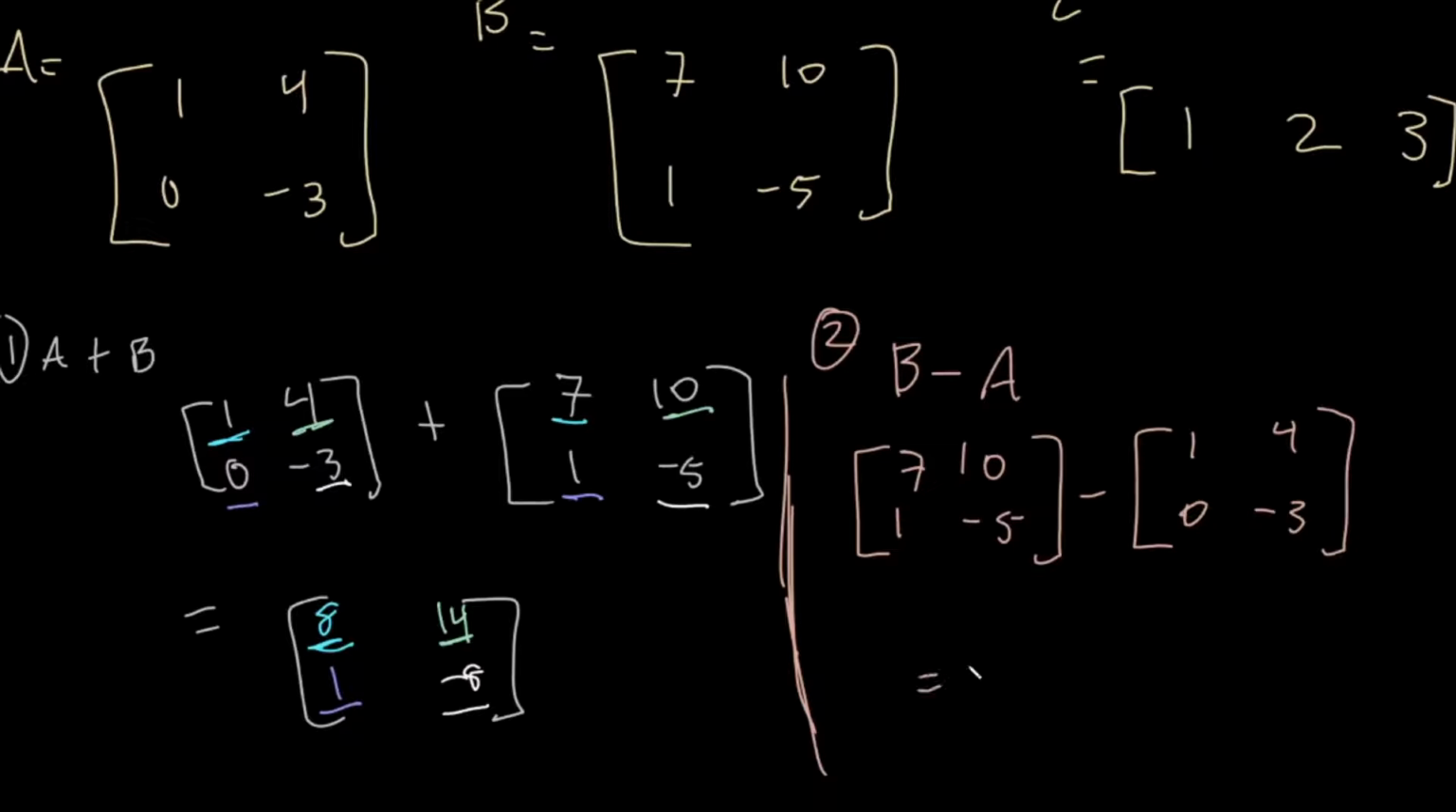So this will result in another 2 by 2. And the first element is 7 minus 1, 6, 10 minus 4, also 6, 1 minus 0 would be 1, and negative 5 minus negative 3. That's kind of complicated, so I'm just going to write it off to the side. Negative 5 minus negative 3 would be negative 5 plus 3, or negative 2. So we get negative 2 here. Any questions about subtraction?